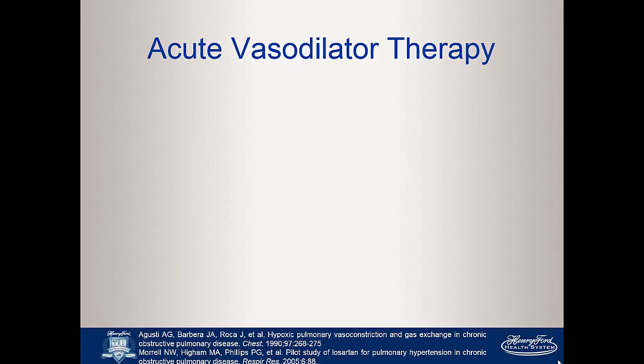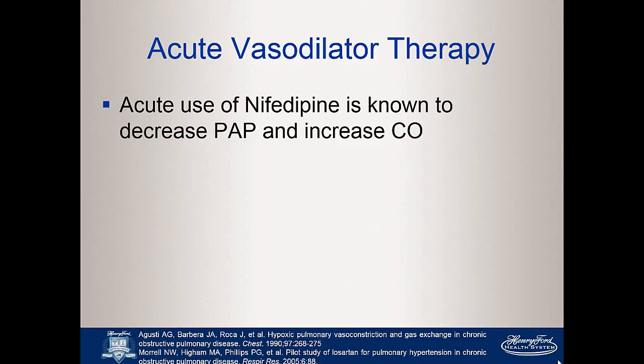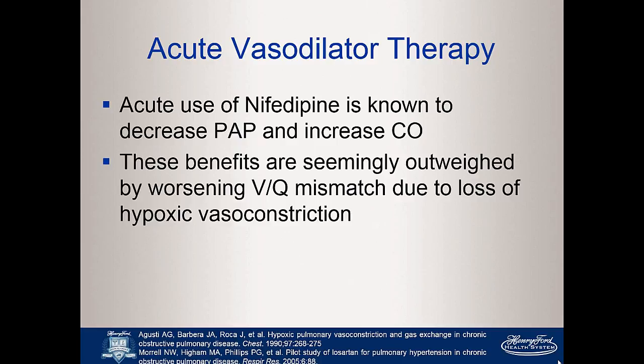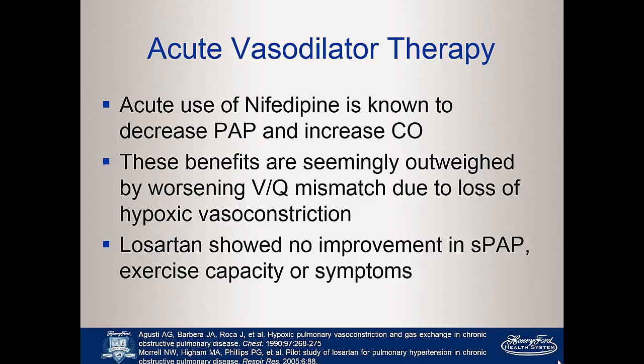This is trials with vasodilators over a very short period, maybe 40 to 72 hours. And what we know is that the acute use of nifedipine does decrease PA pressures and increase cardiac output in COPD patients. Unfortunately, these benefits appear to be outweighed by VQ mismatch due to the loss of hypoxic vasoconstriction. Losartan has also been studied in this same fashion with no improvement in systolic pulmonary pressures, exercise capacity, or symptoms.